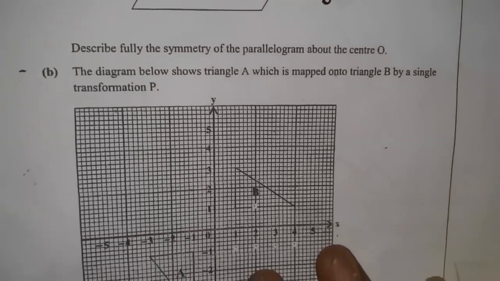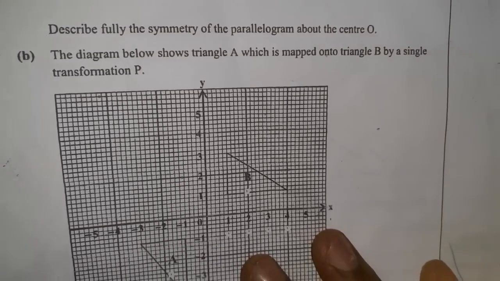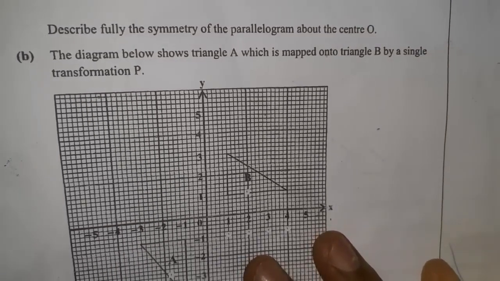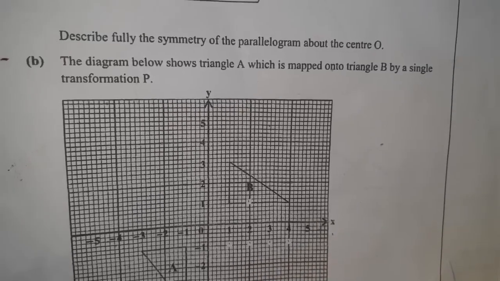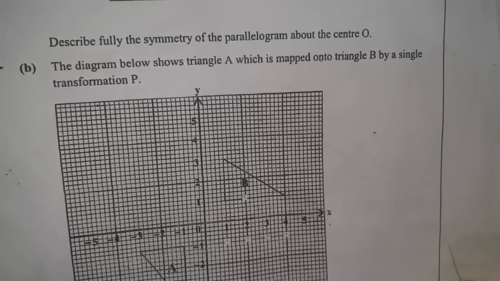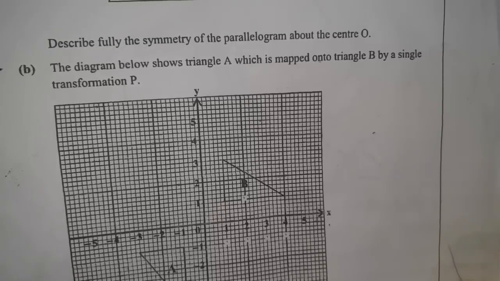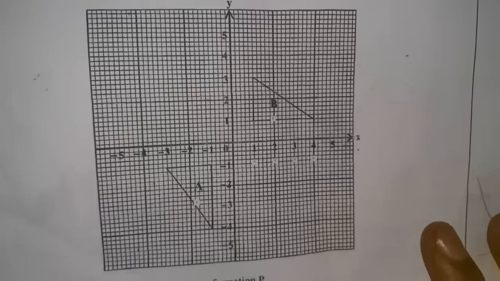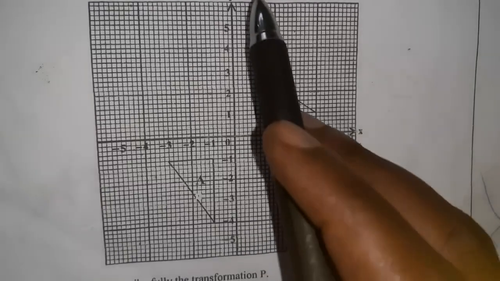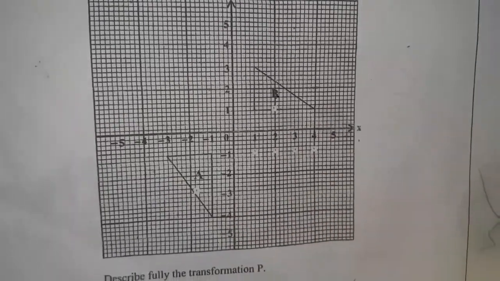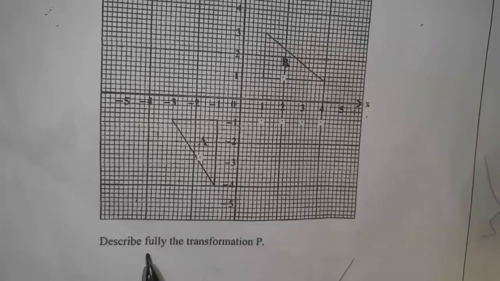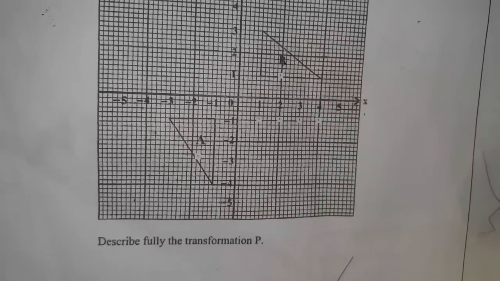We come to B. The diagram below shows triangle A, which is mapped onto triangle B by a single transformation P. A is mapped onto B by a single transformation P. Then the question is, describe fully the transformation.